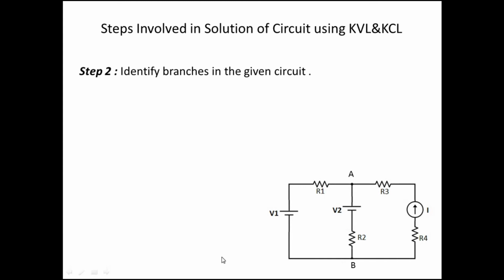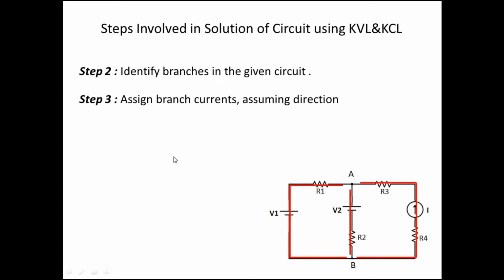Next, we have to identify the branches in the given circuit. Branches means the possible interconnections between A and B. So the first one is this one, that is the first branch. The second one is this one, that is the second branch. The third one is this one, that is the third branch.